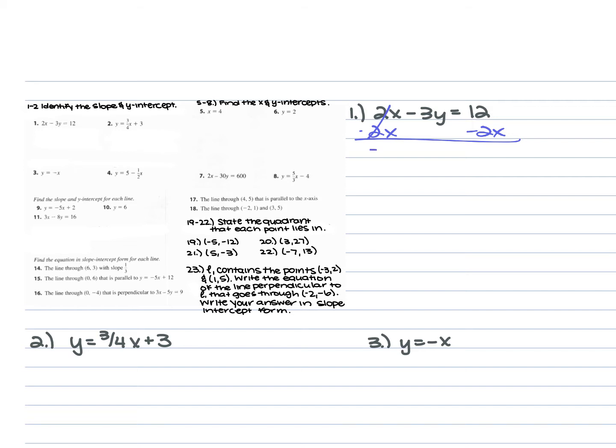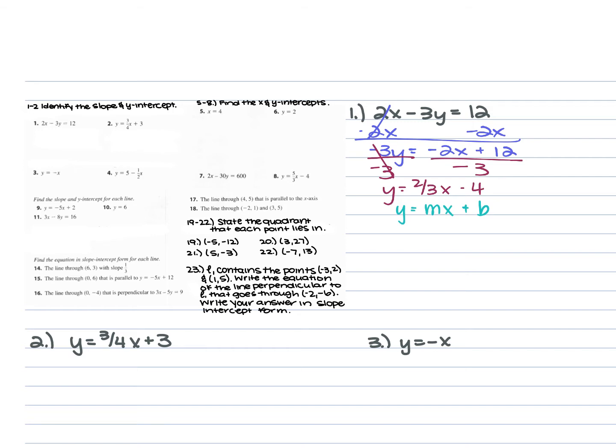This gives us negative 3y is equal to negative 2x plus 12. Your y still isn't by itself. It's being multiplied by that negative 3. So what do you do to get y by itself? So y is equal to 2/3 x minus 4. From here, it is in slope-intercept form, so it's in the form of y equals mx plus b. Number 2, right? Huh? We're still on number 1.